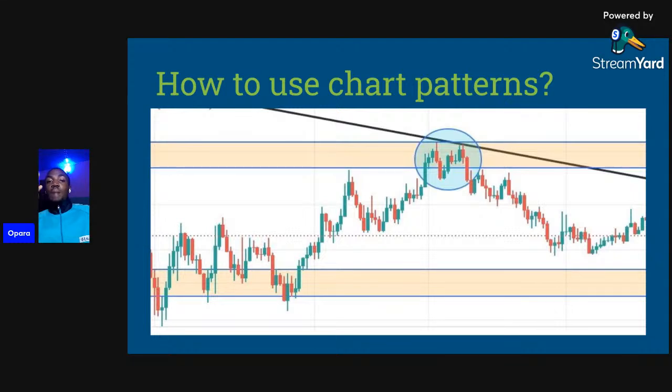Number one, it happened at a resistance. Number two, it happened at the macro trend line. Then number three, we have the chart pattern. We saw an M pattern. That's enough indication to tell us that at this particular point, expect this coin to go back to the dip. So these are some of the things that you use to confirm your bias.